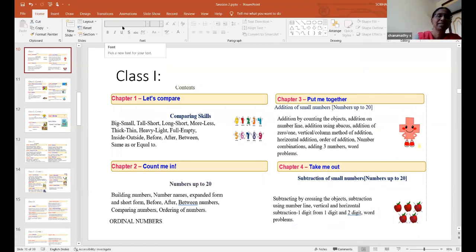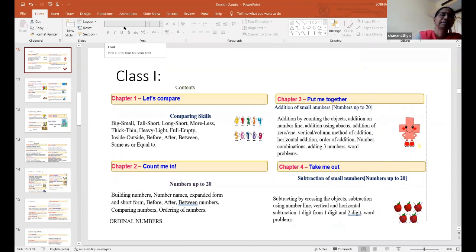For example, if I take long and short, I might give an object and ask them to draw an object longer than the given one. So their thinking skills are equipped. Of course, with more and less, they are able to identify which is more and which is less only by observation, not by counting, only by observation.